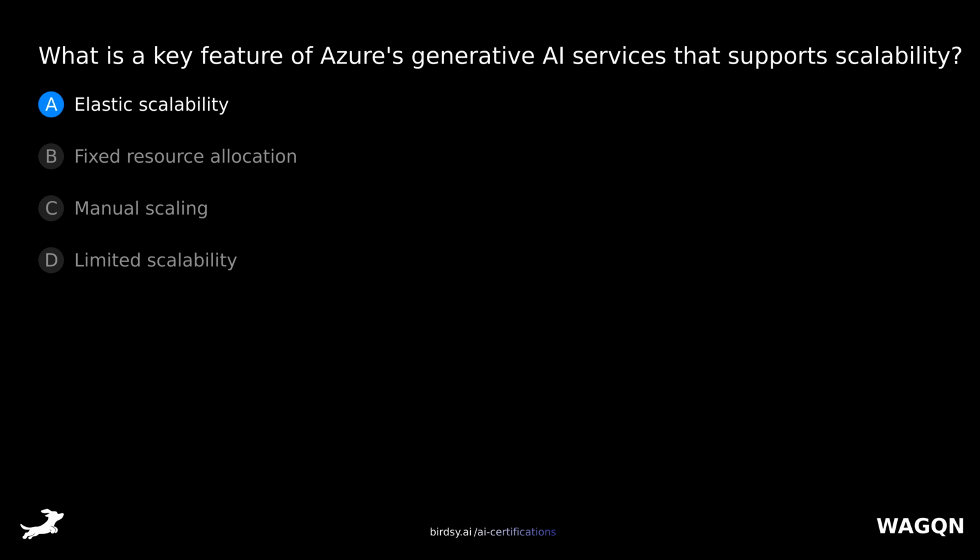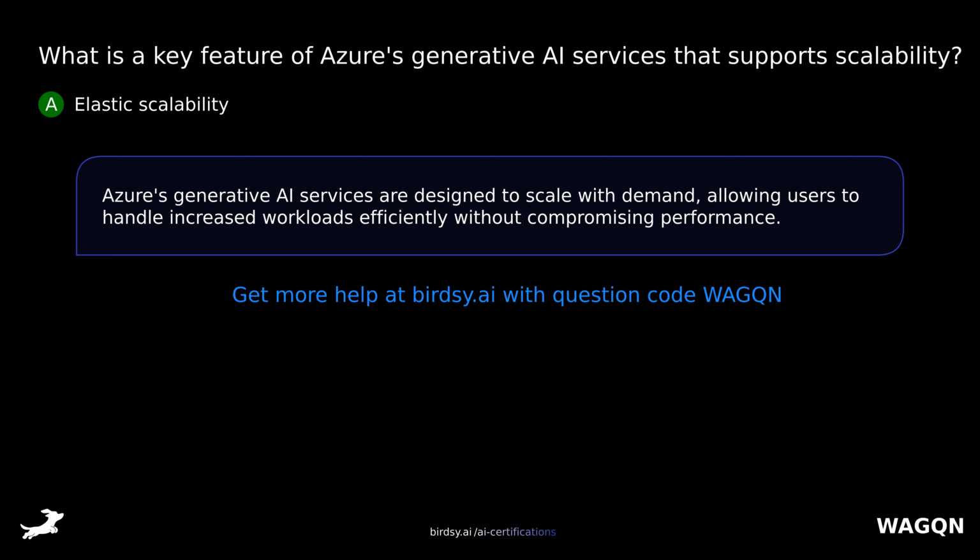Is it A, elastic scalability, B, fixed resource allocation, C, manual scaling, or D, limited scalability? The answer is A, elastic scalability. Azure's generative AI services are designed to scale with demand, allowing users to handle increased workloads efficiently without compromising performance.